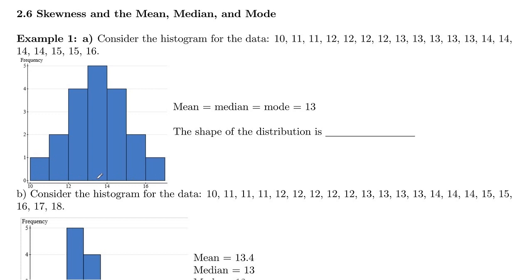So our median, right here in the middle, is 13. And that's also our mean and our mode. So if you have a symmetric distribution, mean, median, and mode are all going to be the same. The right-hand side of the distribution looks like the left-hand side. They're mirror images. And so in the case when mean, median, and mode are all equal, your distribution is symmetric.